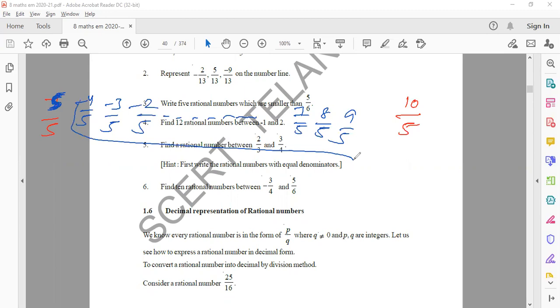In between, you got many numbers, more than 12. You can take these answers. Clear? First, what are the numbers you multiply? The denominators must be the same. So for this question, is it clear now? How I did it from the start to here?